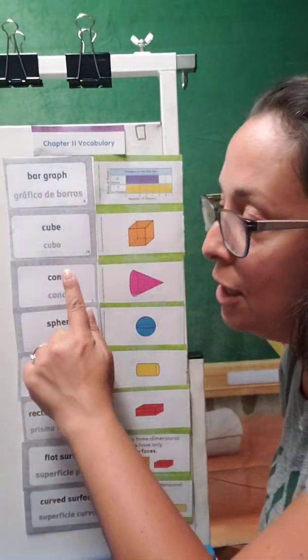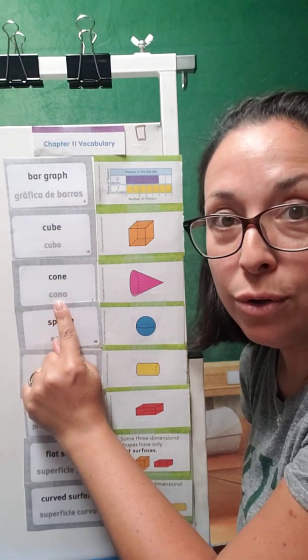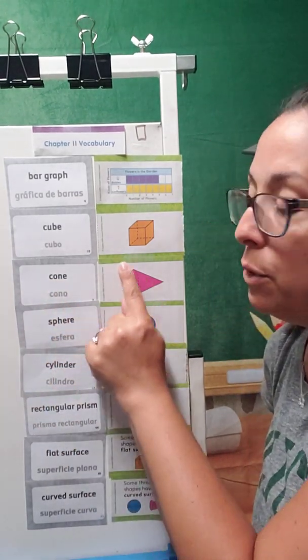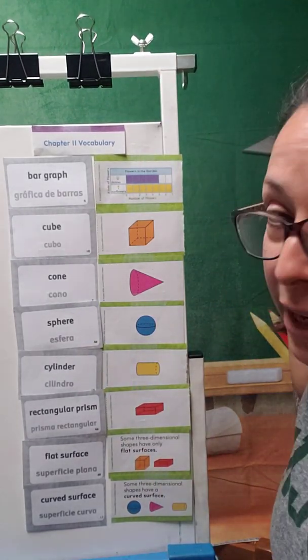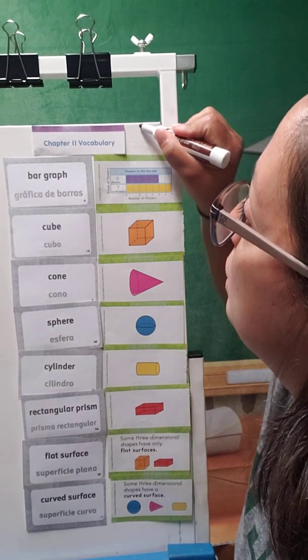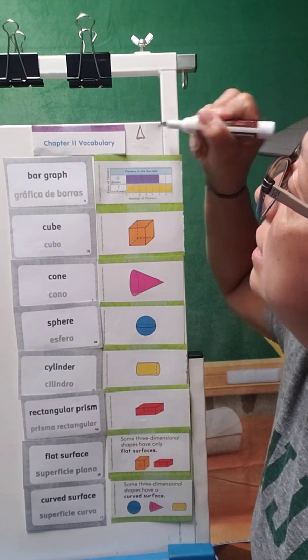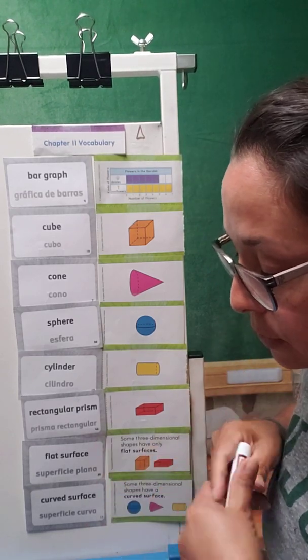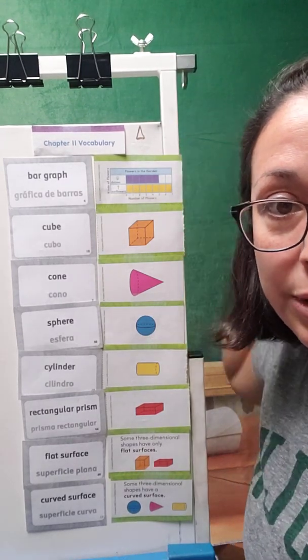All right. The next one is cone. Cono. Remember to repeat the word. Now here is a picture of a cone. Again, I'm not talking about a triangle. No es un triángulo. A triangle has 3 straight sides and it is flat. Un triángulo tiene 3 lados rectos y es plano. Okay?